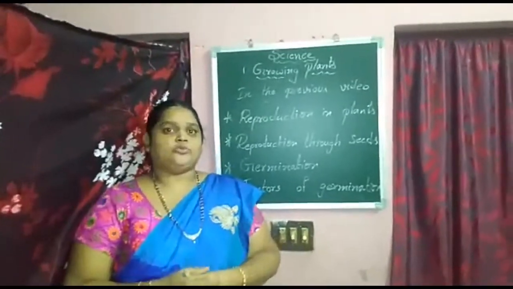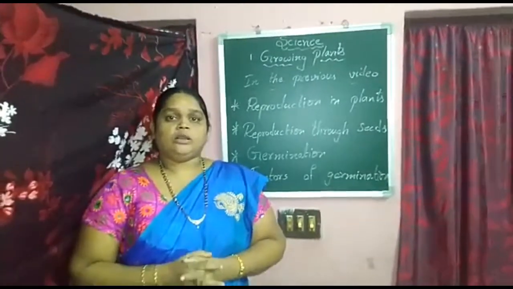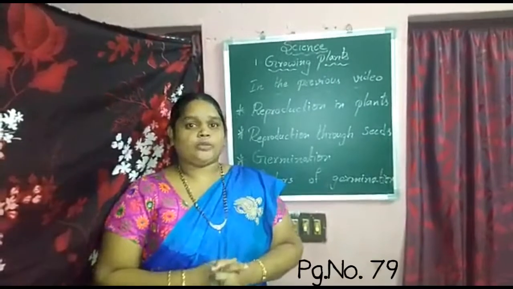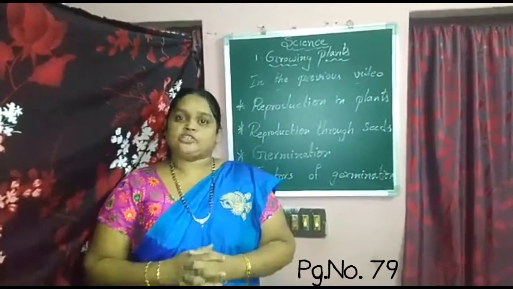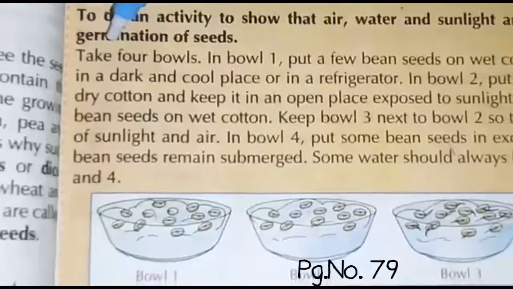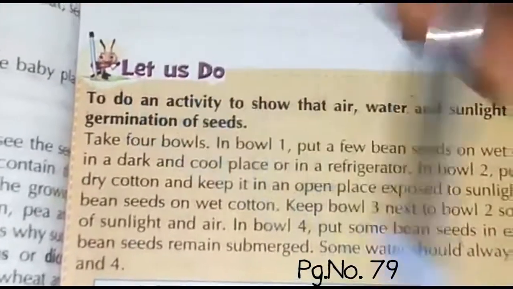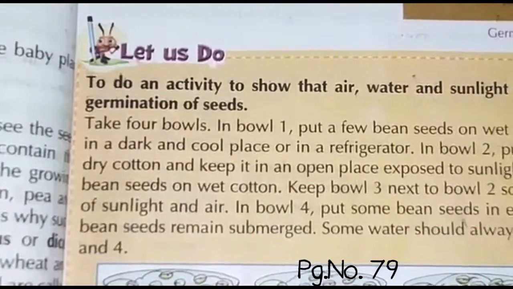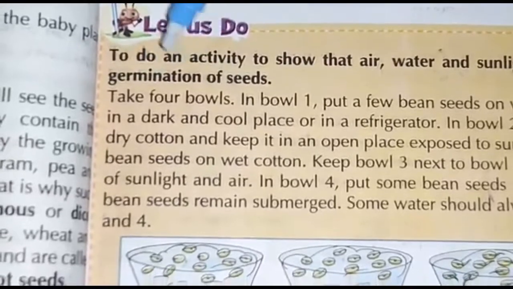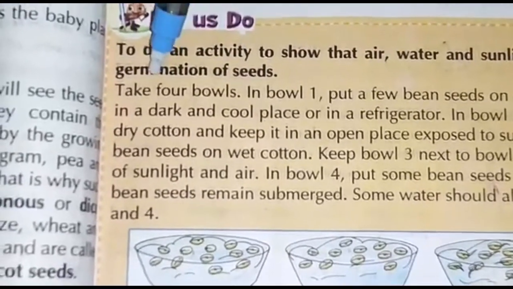In our textbook, we have one activity. To learn about that activity, you are supposed to open your textbooks. Dear children, please open your textbook, page number 79. On that page, we have one activity. Have a look at your textbooks. Now I am going to read.